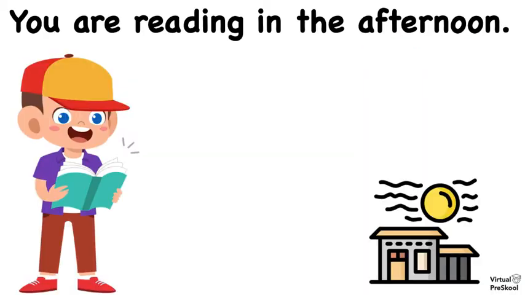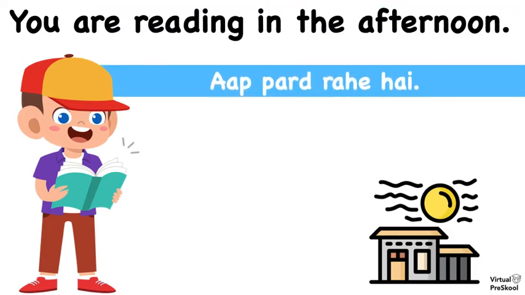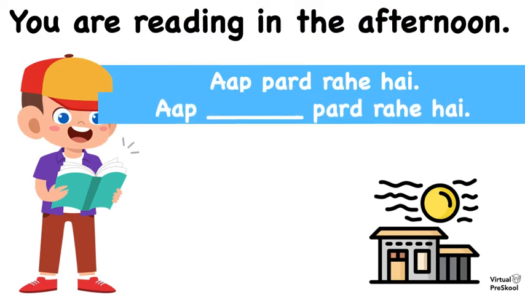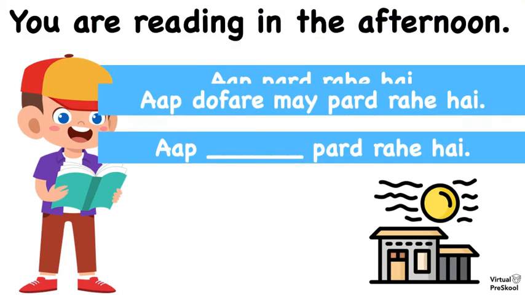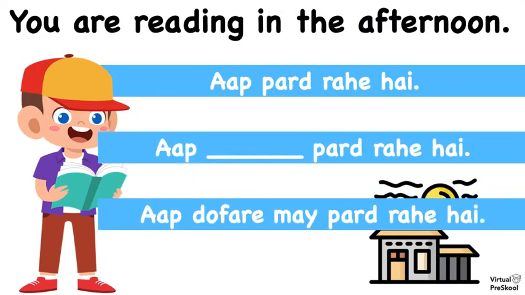You are reading in the afternoon. Conjugate first. आप पढ़ रहे हैं. In the afternoon is दोपहर में. So we put that in the blank line. आप दोपहर में पढ़ रहे हैं.